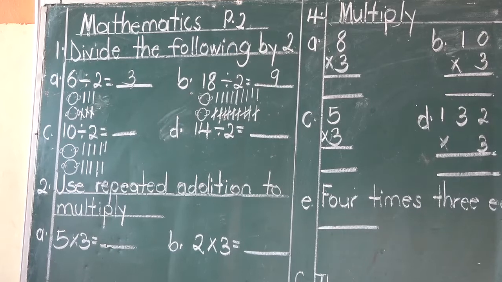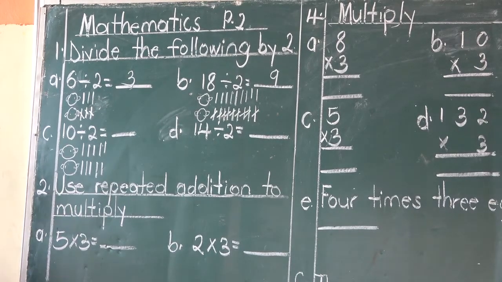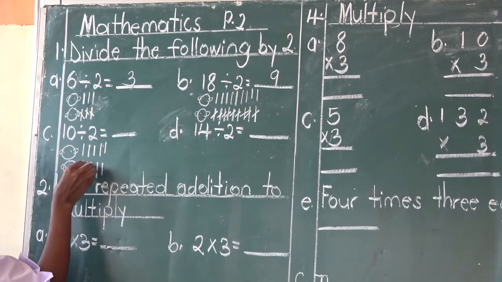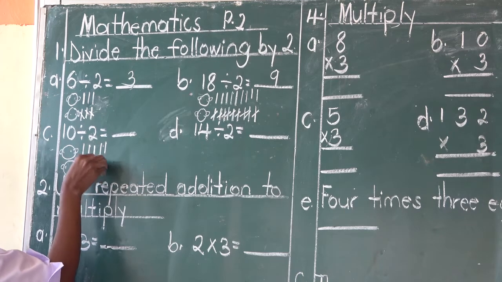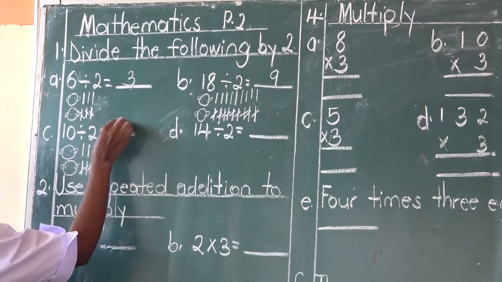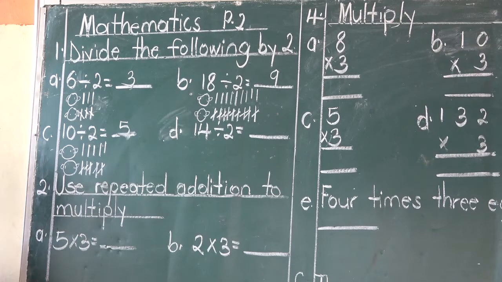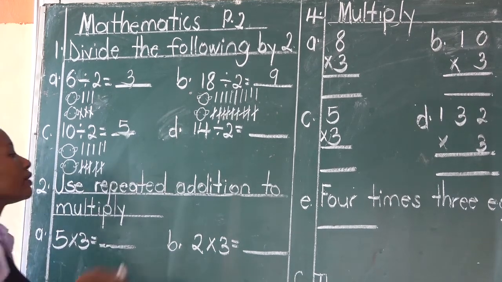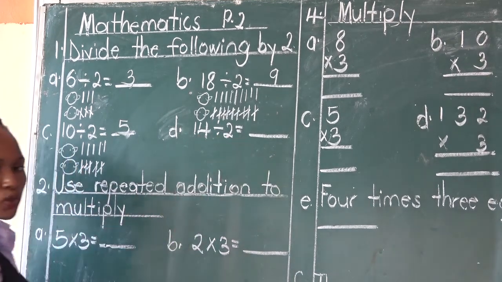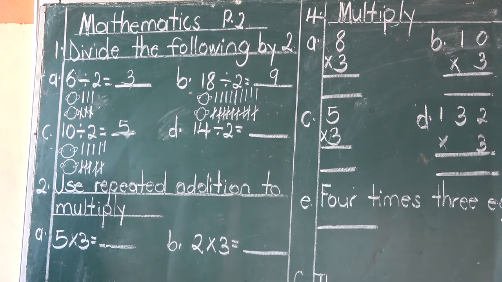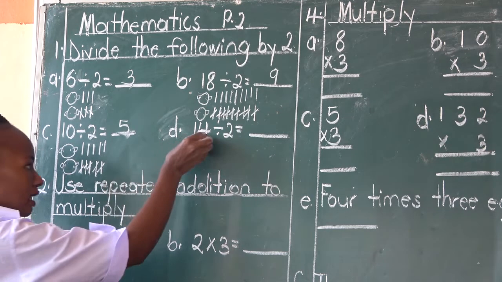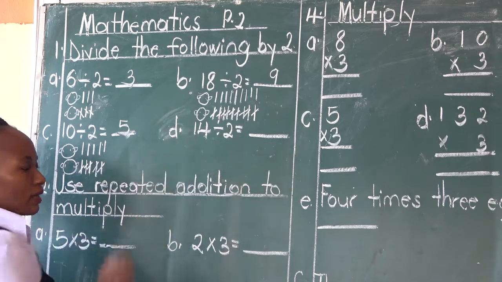After sharing the 10, now we are going to count sweets for 1 head. 1, 2, 3, 4, 5. That is the answer. Then we come to the next one. We have 14 divided by 2. The first number is for the sweets. The next one is for the heads.